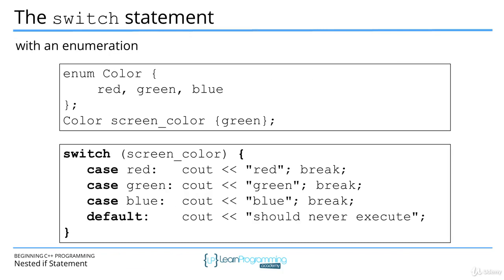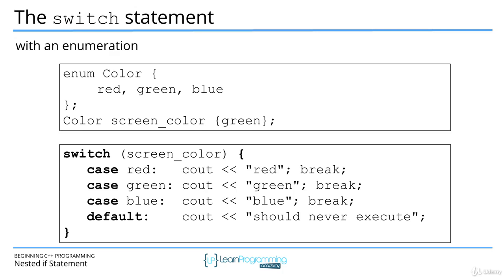We have an enumeration type called color with 3 enumeration constants, red, green, and blue. We also have a variable named screen color, which we initialize to green, but it can hold any of the 3 enumeration constants. Using this enumeration variable in the switch statement is a very common use case and a great way to execute code depending on its value.